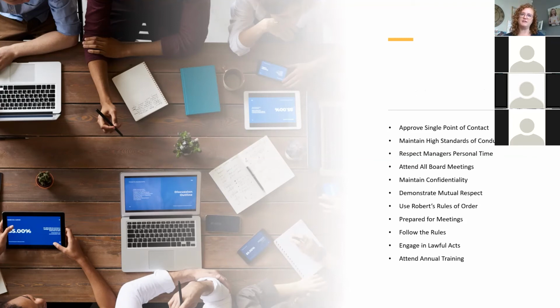So the one point of contact is really for best practice operations for our communities, but also efficiency for our managers. Generally, that single point of contact is the president, but not always. Sometimes your president doesn't have the time for that. And so the board will need to decide who that single point of contact is. And that single point of contact's responsibility is that our manager is going to be communicating with them, and they're going to be pushing that information, the necessary information, out to the other board members.